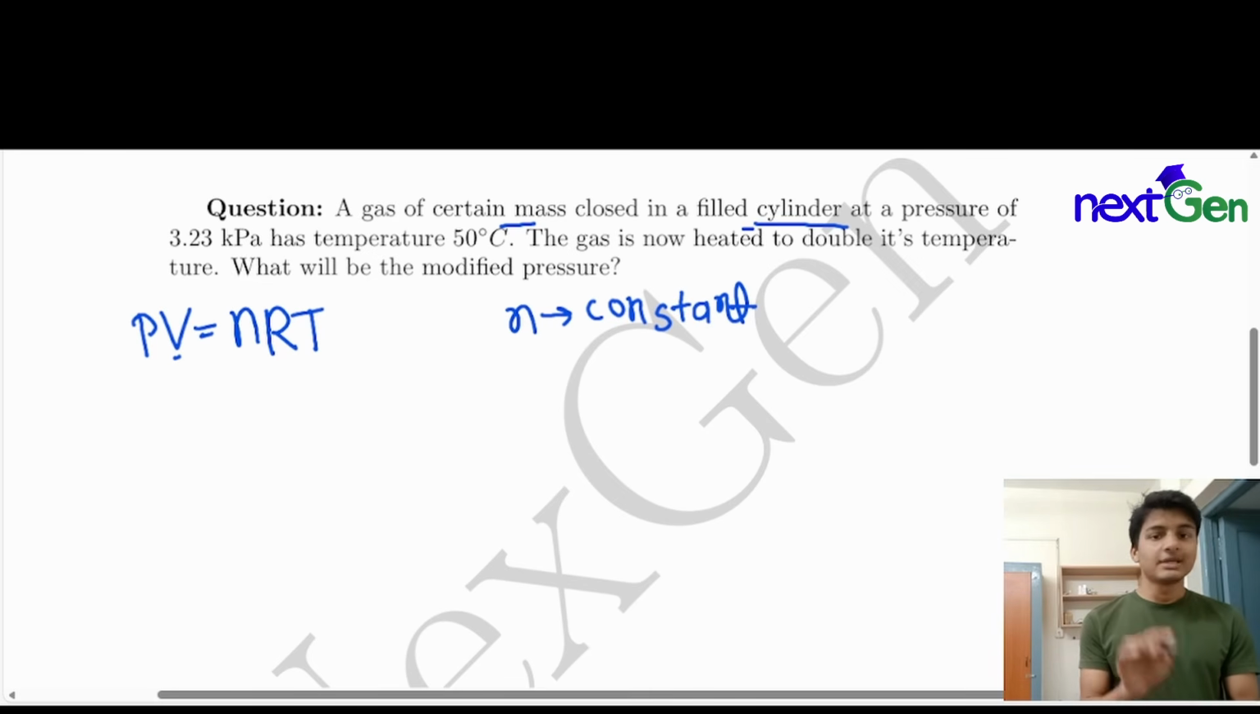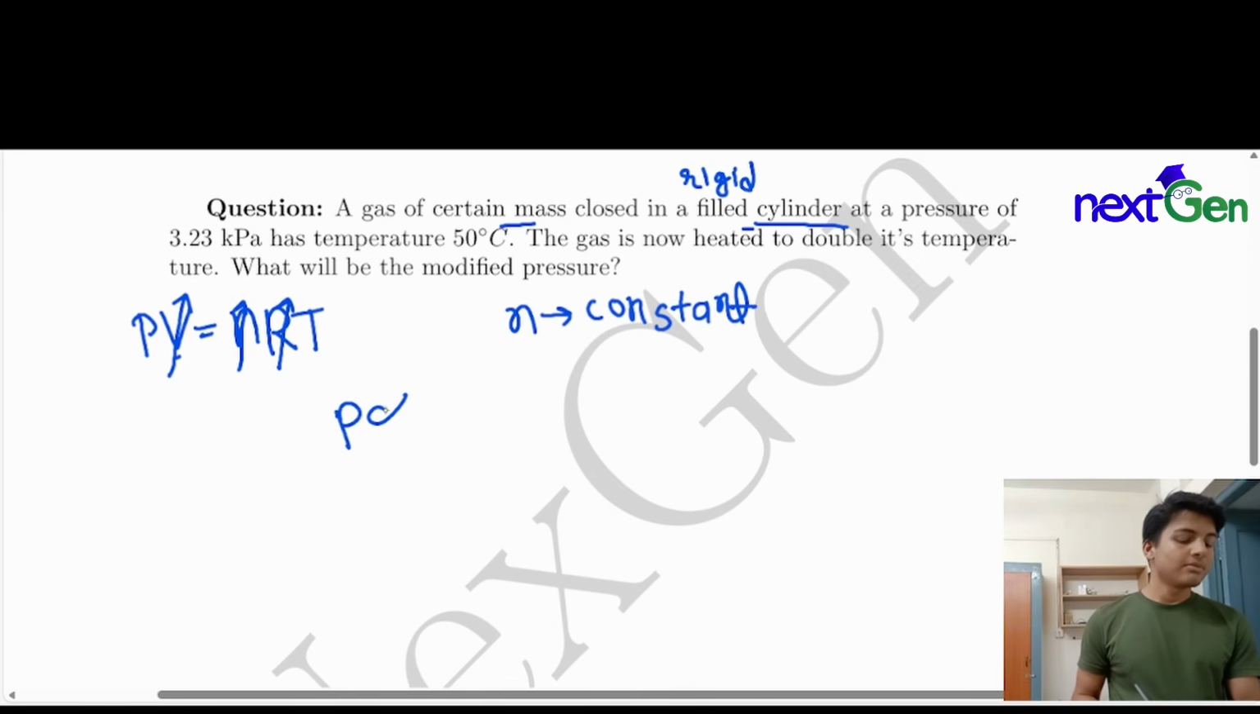Now, focus here. If it were for JEE Advanced, they should have mentioned that it's a rigid cylinder. But NTA didn't bother to write an extra word. But it's usually assumed if they have given it to be a cylinder, it will be a rigid cylinder. So volume will be fixed, n is constant, R is constant, pressure will be proportional to temperature. Now, this implies that final pressure upon initial pressure will be equal to final temperature by initial temperature.